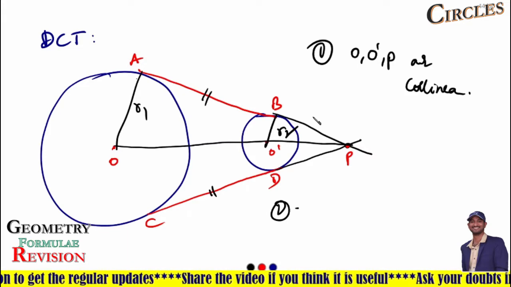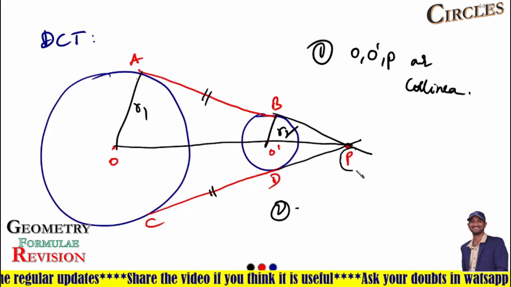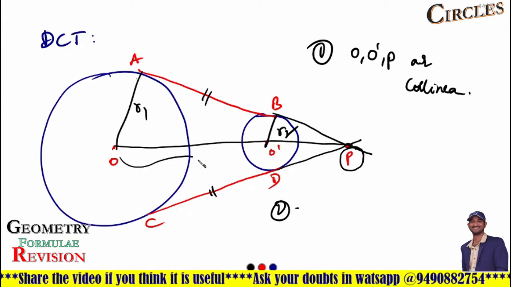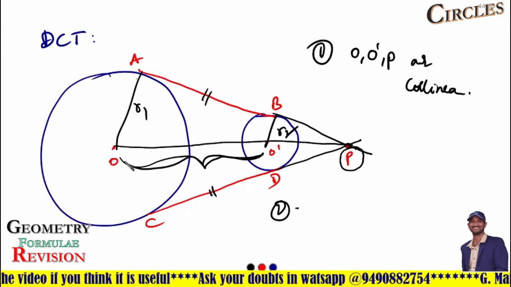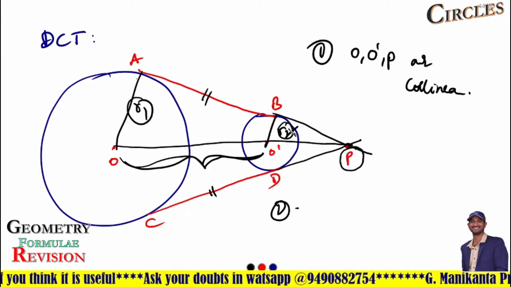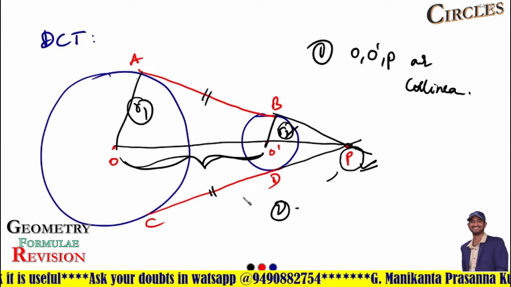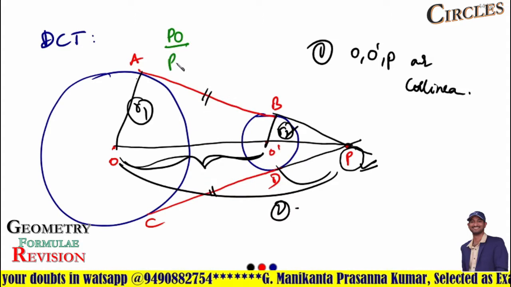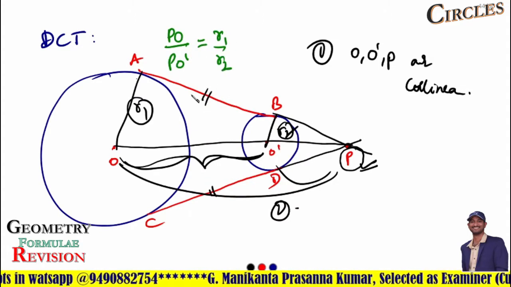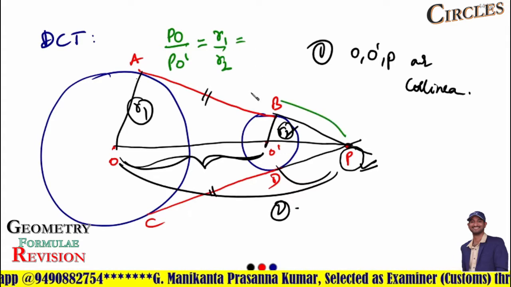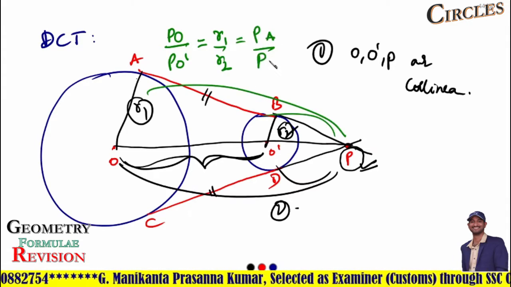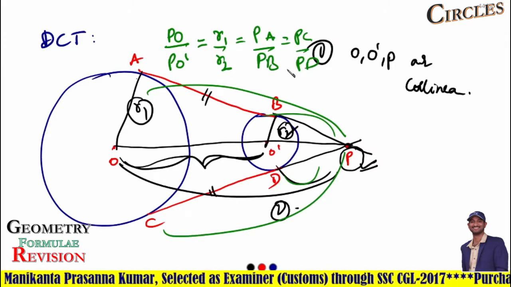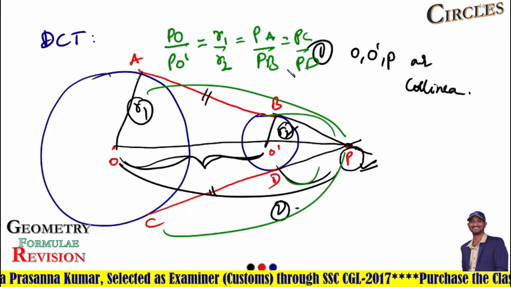Next, the intersection point of the direct common tangents divides the line joining the centers in the ratio of R1 is to R2, but externally. That is PO by PO dash. Here I am writing, remember, PO by PO dash equals R1 by R2, or PA by PB is also equal to R1 by R2, or PC by PD is also equal to R1 by R2. This ratio is important.